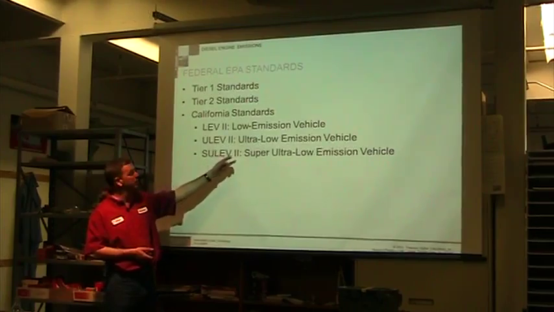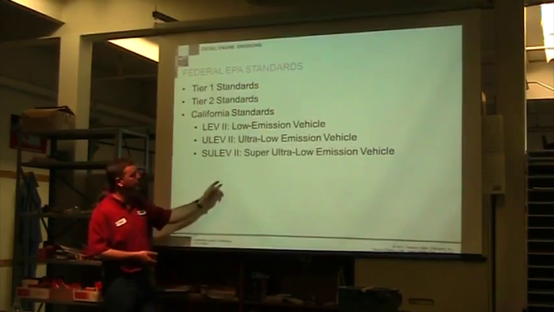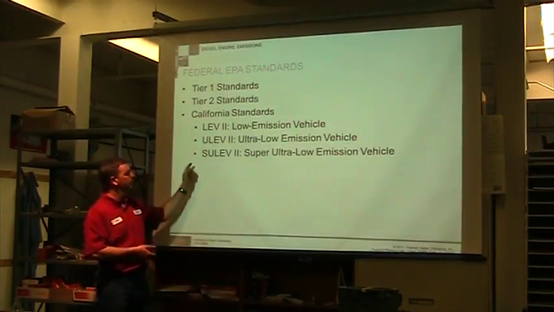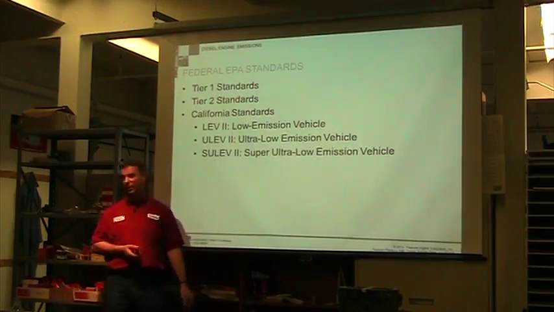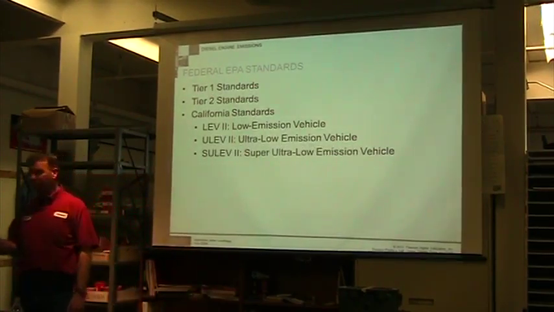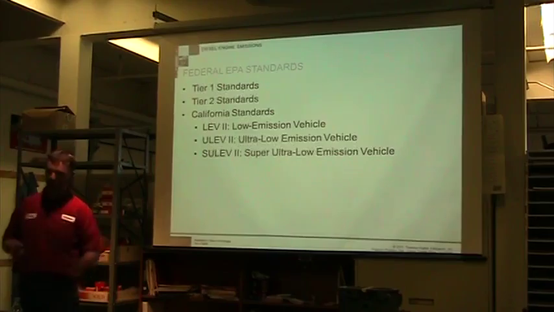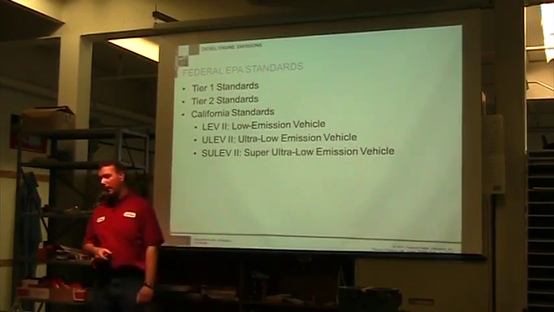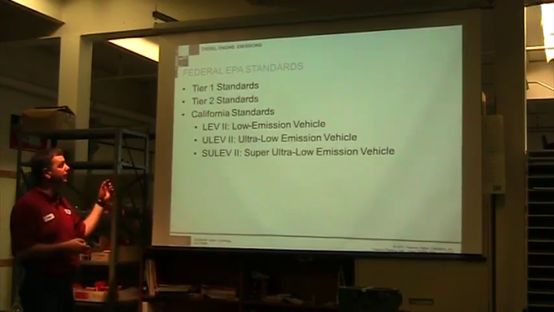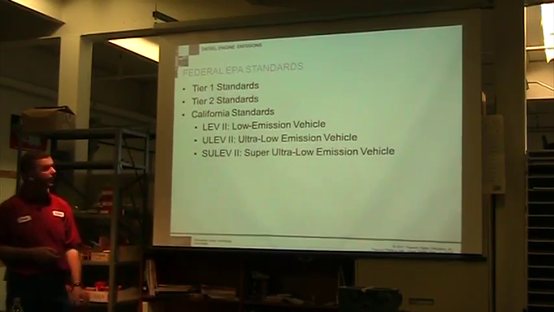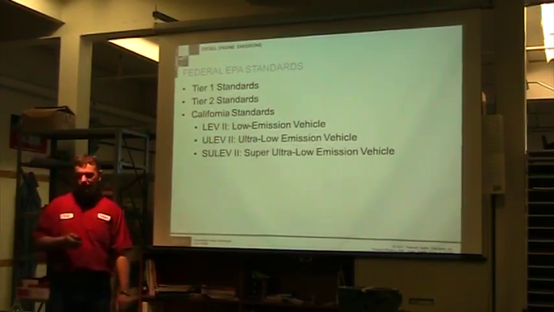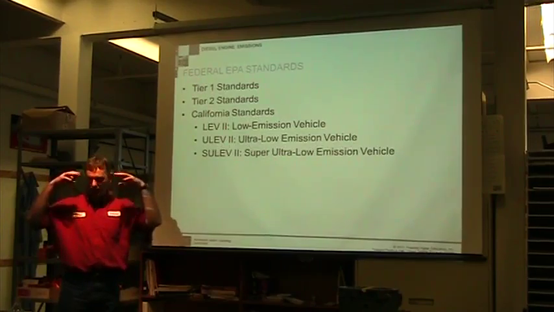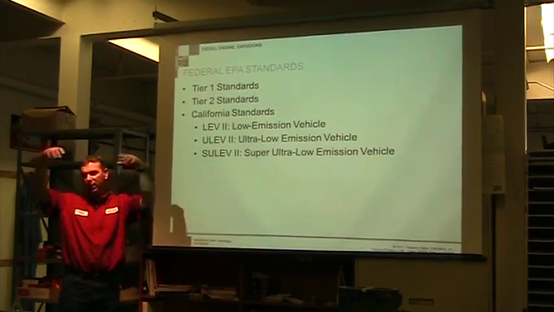So different standards, tier one, tier two, California standards, we talked about that. You have LEV2s, ULEVs, and SULEVs. So we've got low emissions vehicles, ultra low emissions vehicles, and then super ultra low emissions. And actually there's one more, zero emission vehicles, which is electric cars. That's all electric, not like hybrid stuff. So all electric would be a zero emissions vehicle. And so you can see there's lots of categories of vehicles or emission standards out there.